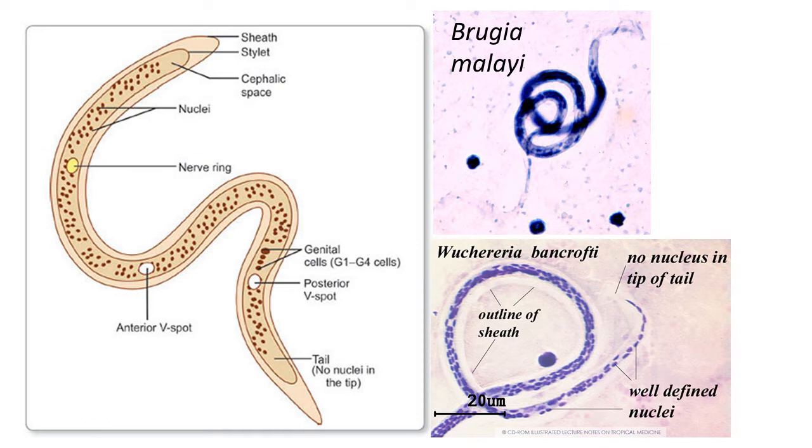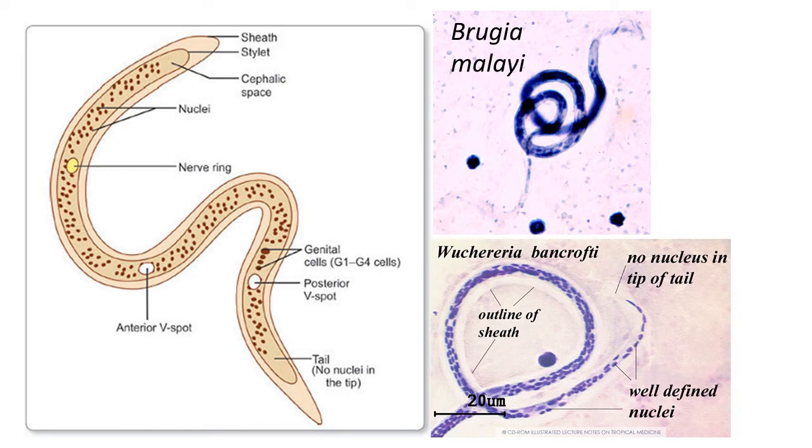Here we can see the first picture, a very darkish color. We cannot see the separated nuclei, and in the anterior part we can see a very long, lengthy cephalic space. It is very difficult to identify the tail nuclei, but the body nuclei we can see in a very darkish color. In the case of Wuchereria bancrofti, we can very clearly see the separated body nuclei, and in the posterior part we cannot see the tail nuclei.